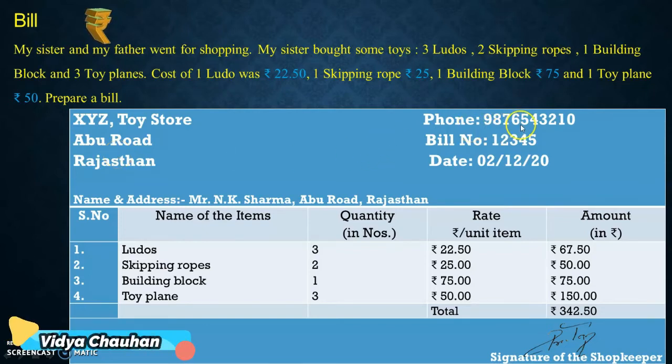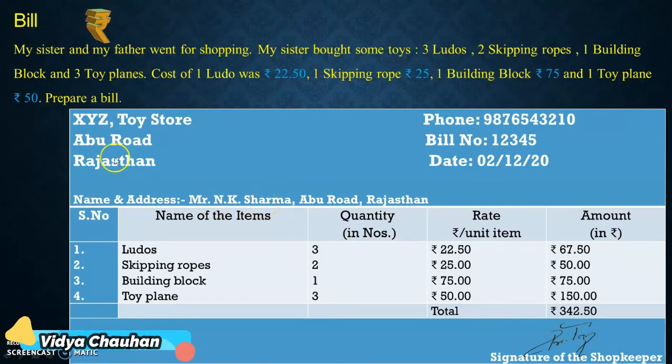Then the contact number of the shopkeeper, the bill number, and the date on which we have made the purchase, we have done the shopping. After that, the name and address. Whose name and address will be there? Yes, the name and the address of the customer will be mentioned here.